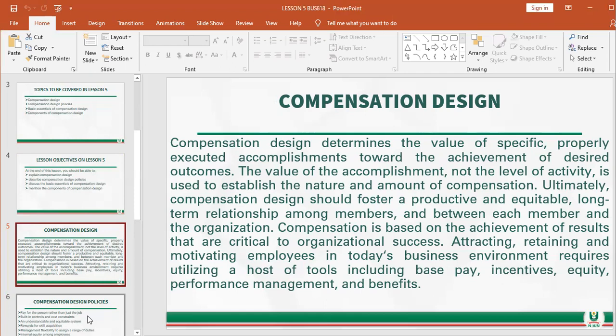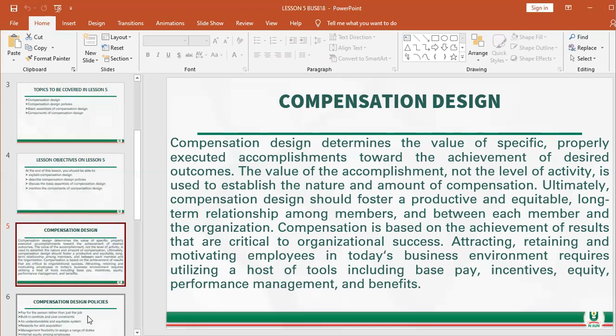So that brings me to the question now. We've been able to explain what compensation design is, but do you understand what compensation design is? All these are just so many words jumbled together. So let's break this into pieces. What this is actually saying is compensation design. We all know what compensation is.